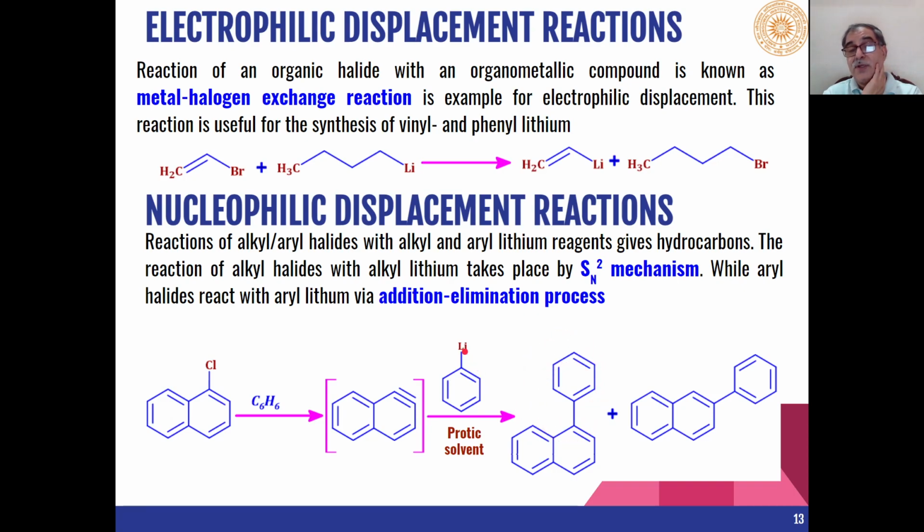Lithium will be positive, and this part will be negative. So this carbanion will add to this carbon-carbon triple bond either at this place or at this place. That is why we are getting either phenyl substitution at one carbon or two carbon of the naphthalene, to give us two types of products.